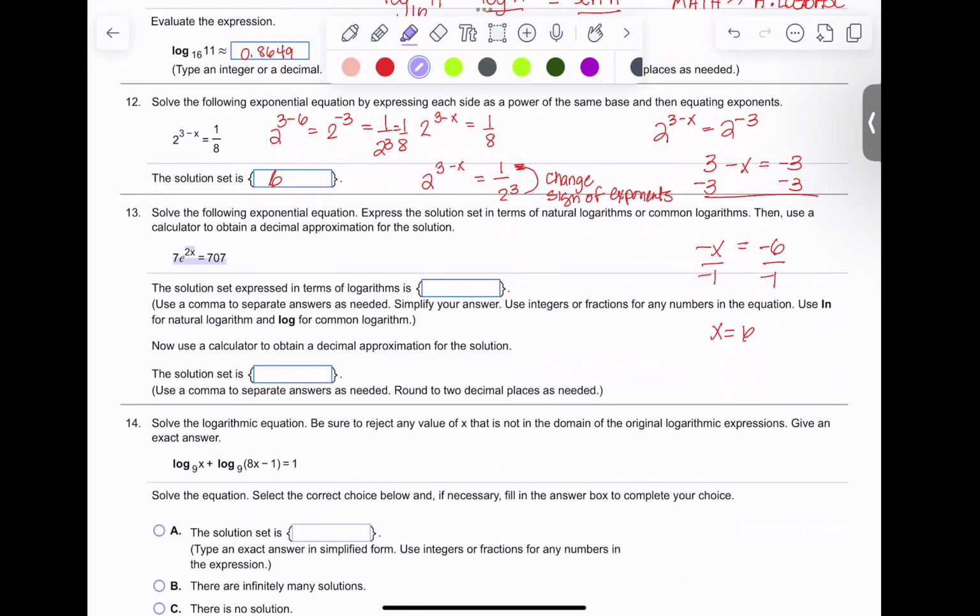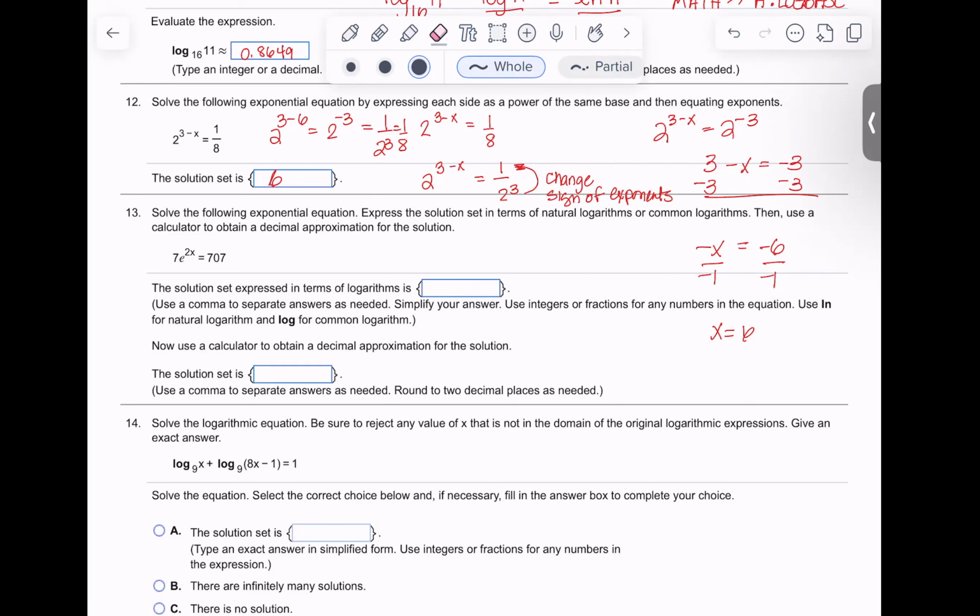Oh, my highlighter's not helping me at all. I have to isolate the exponentials. I was trying to highlight the 7 to tell you that I have to get rid of the 7. I can't solve this exponential without getting rid of that 7. So the easiest way to get rid of the 7 is to divide both sides by 7.